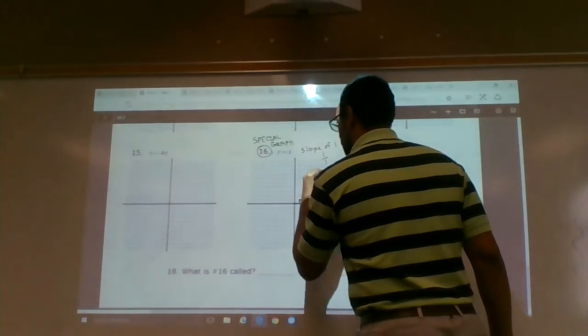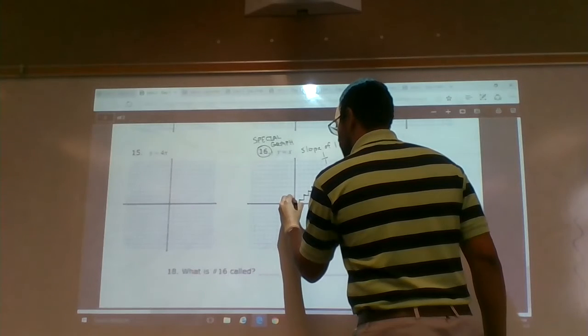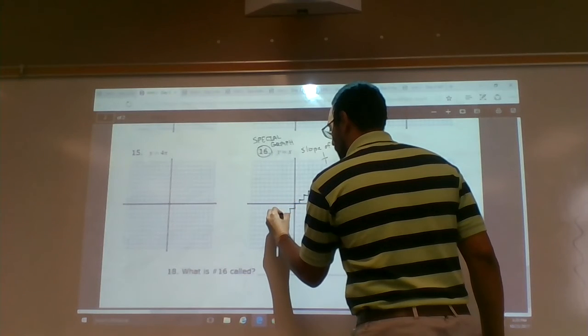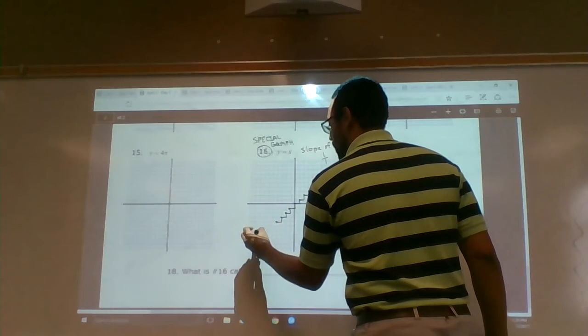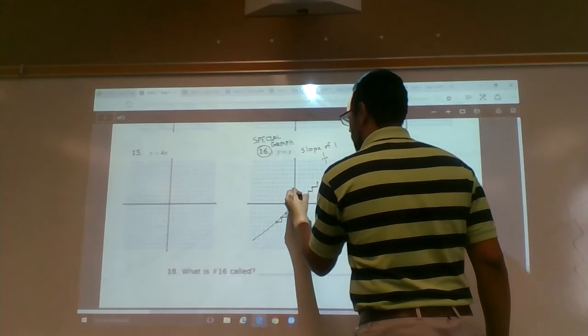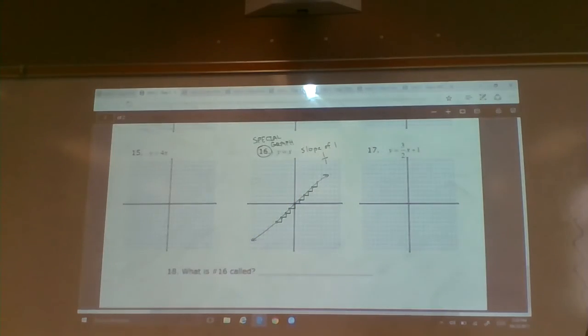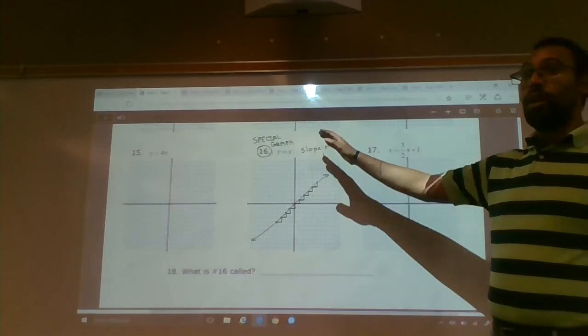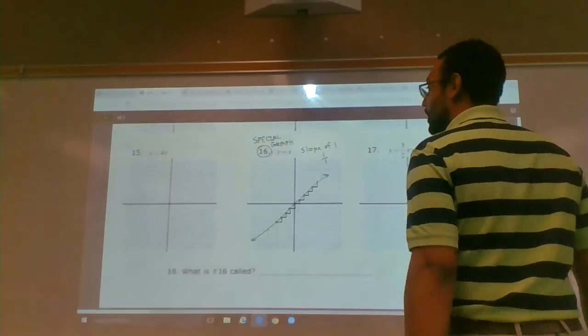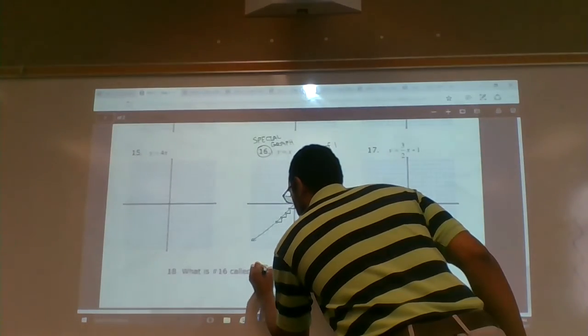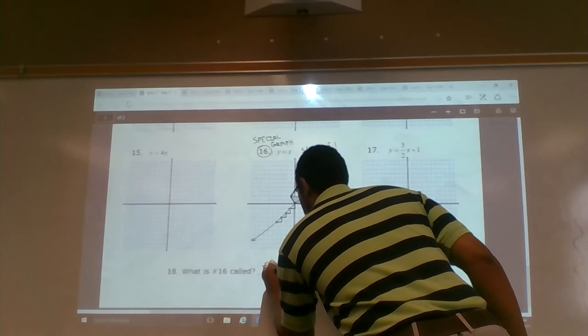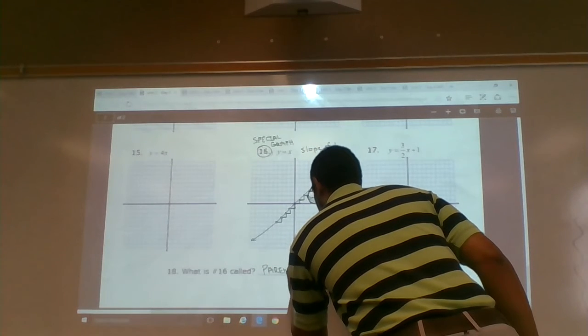And you can go the same, and it'll be the same thing but the other way. Down 1, left 1, down 1, left 1, down 1, left 1. So if I connect the dots, this is the equation y equals x. Okay, this is a special graph. It has a special name. 16 is called a parent function.